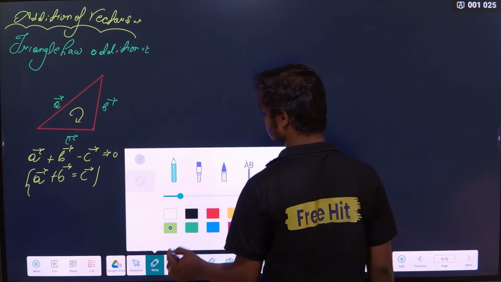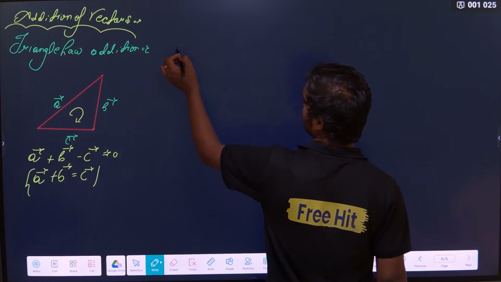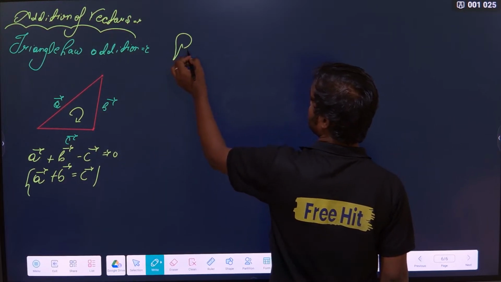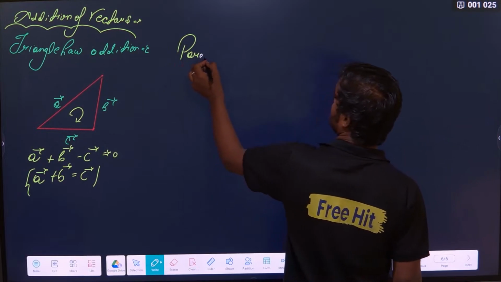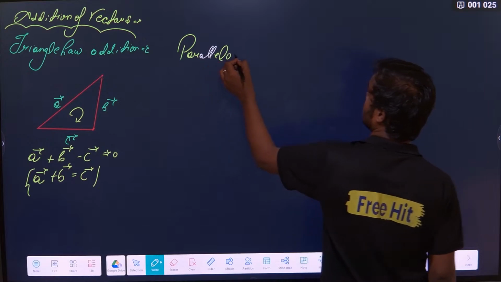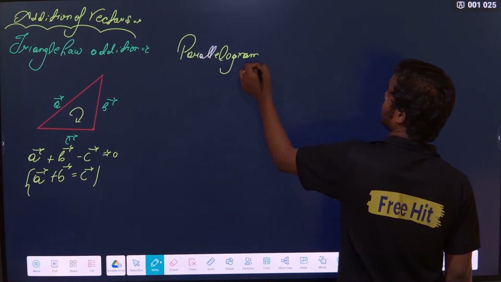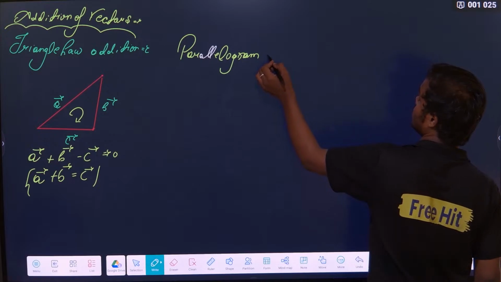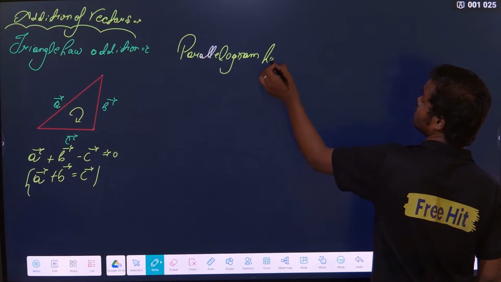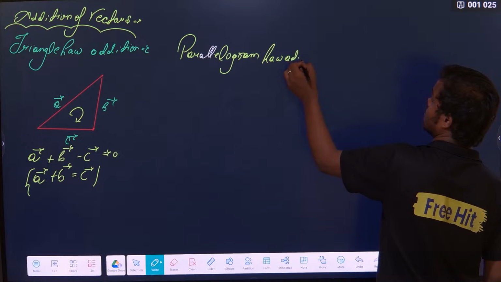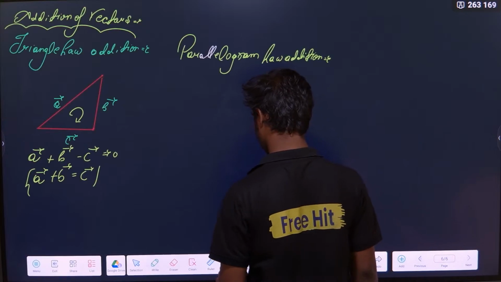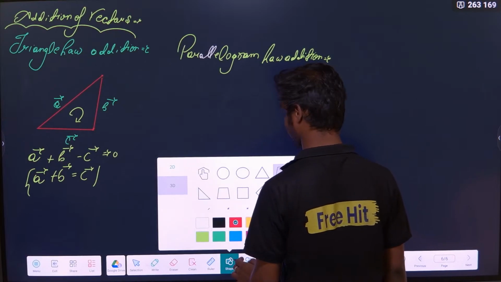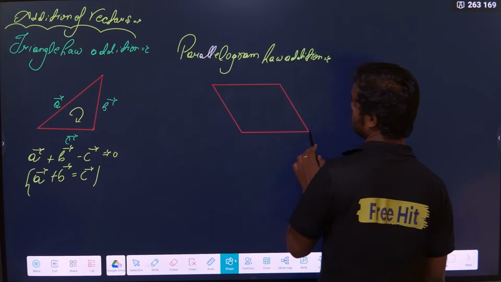Second is the parallelogram law of addition. Forgive me for the spellings. This is also very simple. What you have to do? Very simple.